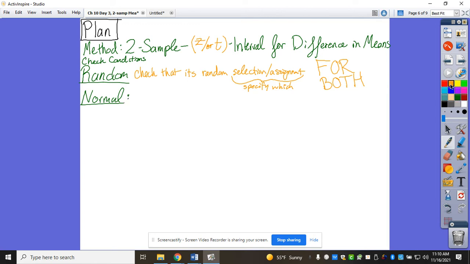So what would my first method be? It doesn't matter which one you said, which one? So it would have to be stated that both population 1 and population 2 are what? Normal or approximately normal, depending on the wording.